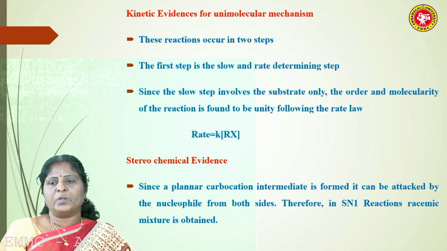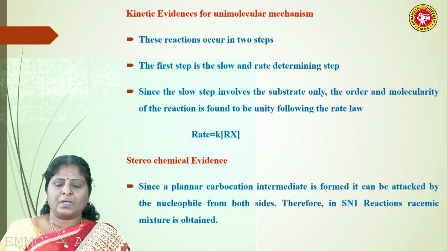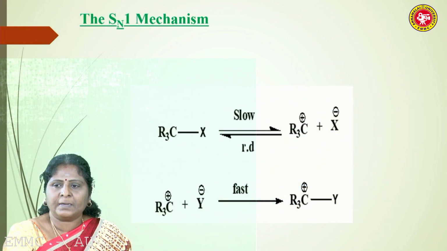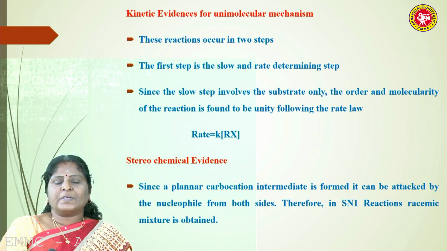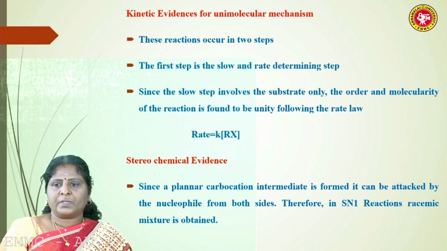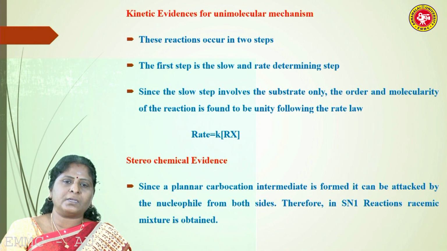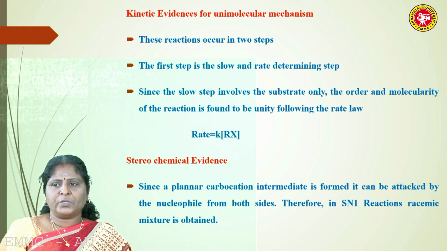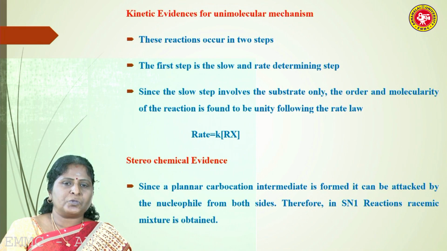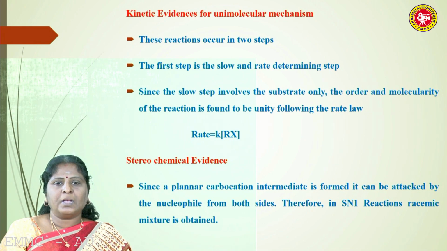Kinetic evidence for the unimolecular mechanism. These reactions occur in two steps, as we have seen in the previous slide. The first step is the slow and rate determining step. Since the slow step involves the substrate concentration only, the rate of the reaction depends purely on the concentration of the substrate only. So the order is found to be unity and the molecularity is also unity. So rate is directly proportional to the concentration of the substrate only. This is one very important kinetic evidence for a reaction that occurs by a unimolecular pathway.